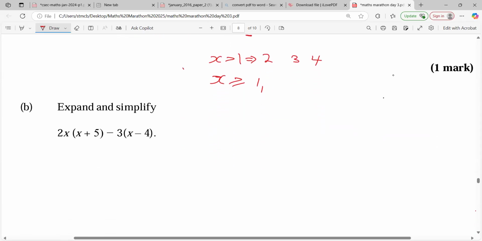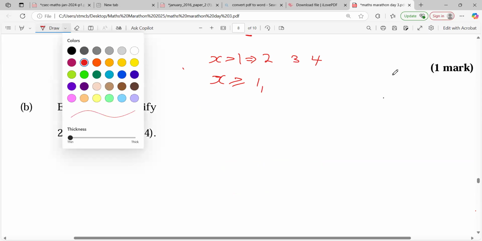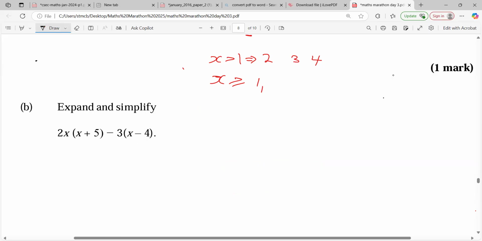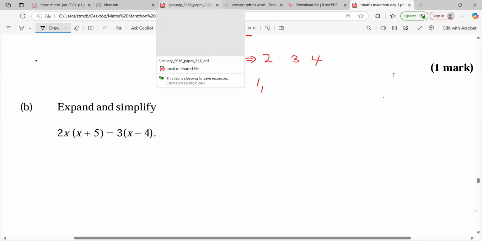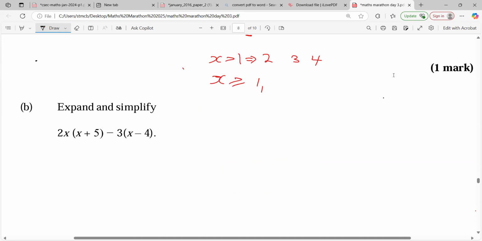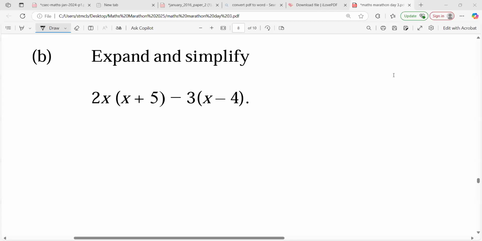All right, simplify that one here, guys. I think we are done after this. Simplify this one. Expand, then simplify. We have class all day tomorrow, so we can't overdo it. All right, so it's expand and simplify. Not factorize. Notice that it says simplify.